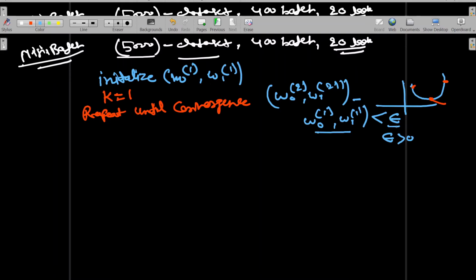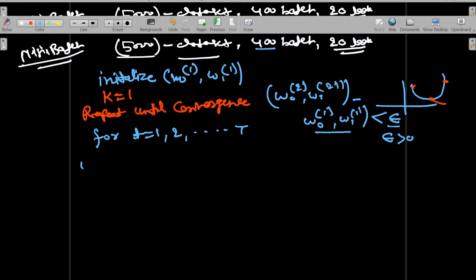And if this condition or scenario comes, then we can say that our mini batch algorithm has converged. So this is the actual meaning of convergence. So repeat until convergence. Now start for t equal to, this is the batch, first batch, second batch, up to the tth batch. In our case it is 400.